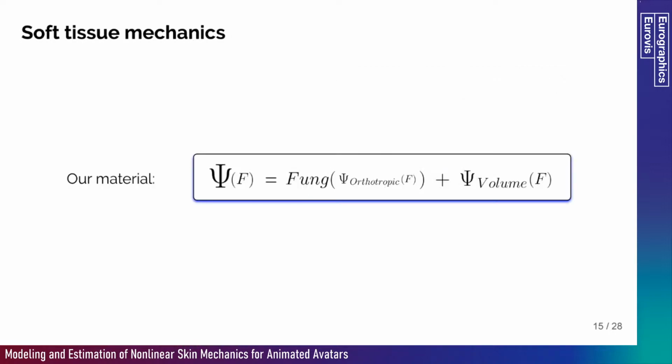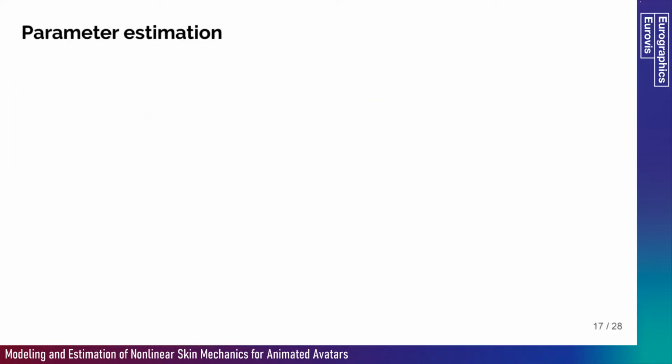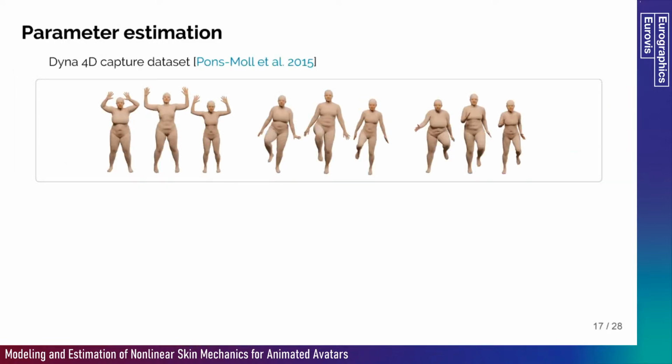The described energy density allows accurate simulation of soft tissue dynamics and external interactions. Let me now describe how we estimate the parameters of our model. As input of the estimation, we use the dataset presented in the DYNA paper by Pons-Moll and colleagues. This dataset is composed of surface 4D captures of different human subjects performing different action sequences. The topology of the meshes is identical to that of SIMPLE, allowing a one-to-one vertex correspondence.